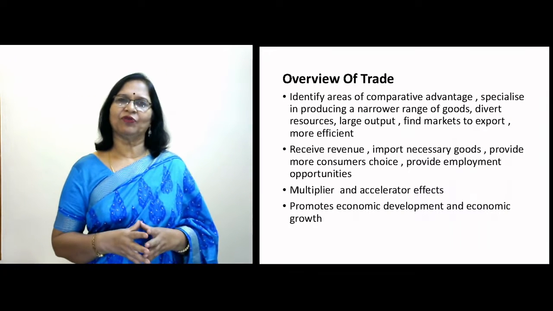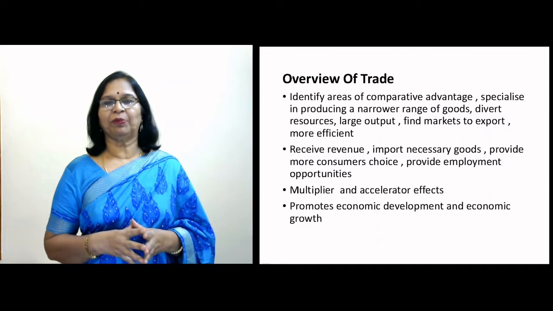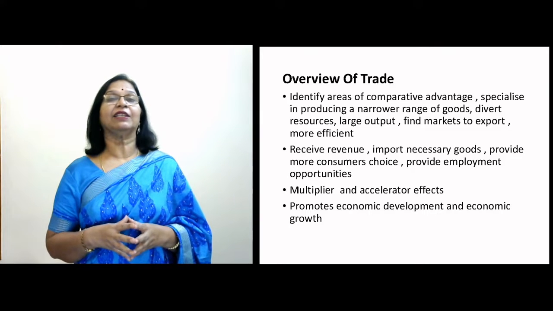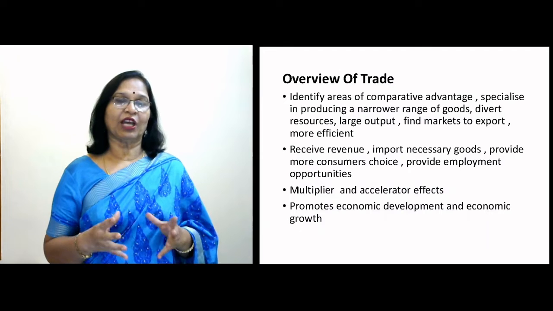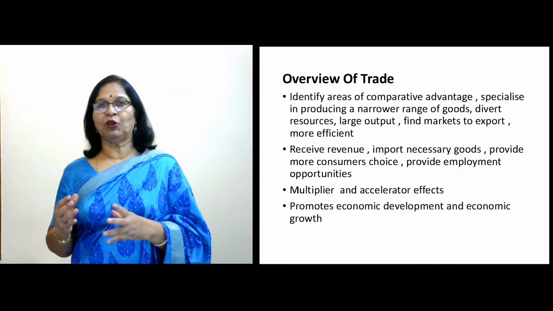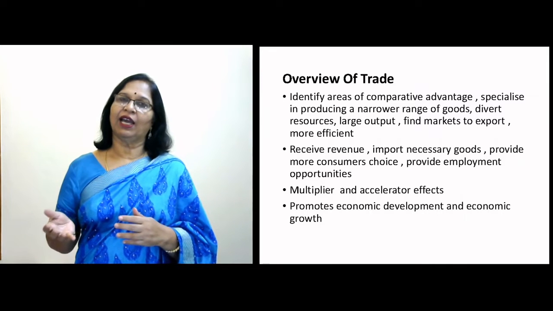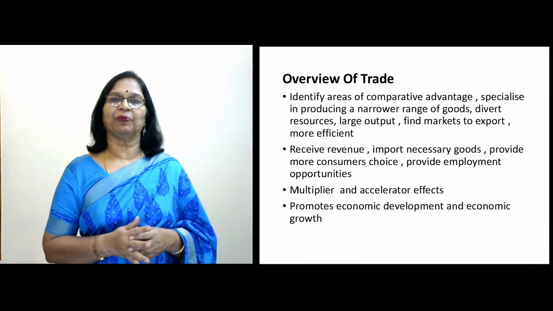Looking at this process of trade, a country has a comparative advantage in the production of some good. It identifies that. It diverts resources into the production of those goods, that narrow range of goods. Then it makes a larger output because there is specialization. Then it looks for a market and becomes efficient in the production of that particular good.